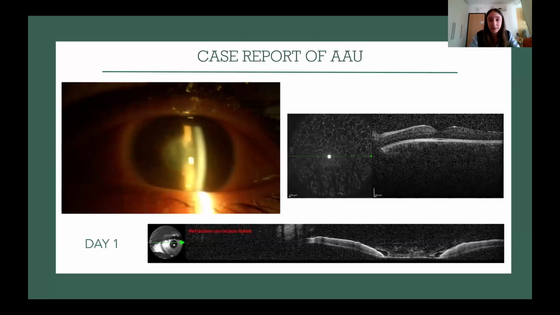Here we have some images of day one of this patient. We have a photo of the anterior segment that shows perikeratic injection and fibrin in the anterior chamber, and macular OCT was normal. And then we have an anterior segment OCT that shows posterior synechiae and fibrin in the anterior chamber.